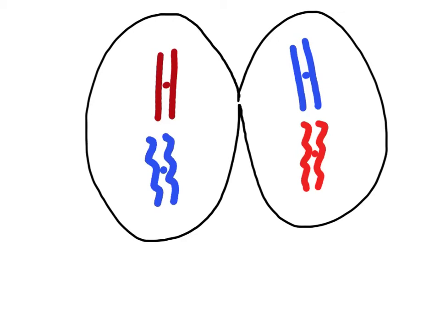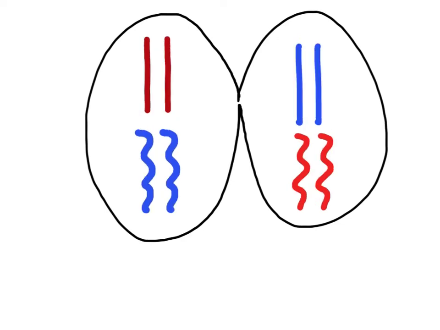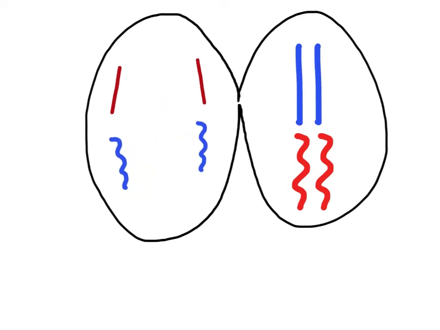During the second part of meiosis, we're going to see a process that looks very similar to mitosis. So now those sister chromatids are actually going to be split apart. Those sister chromatids now start splitting up and moving to opposite sides of those 2 cells.